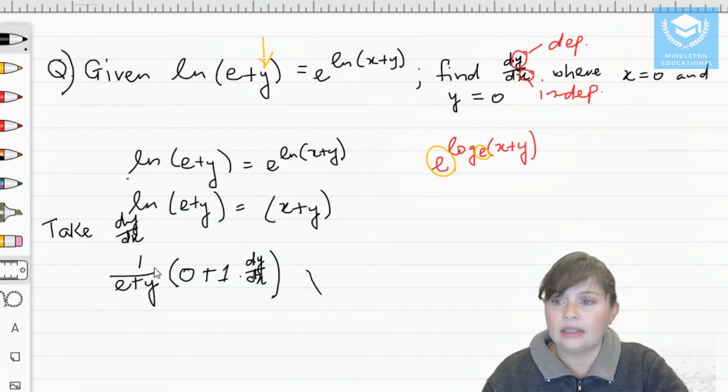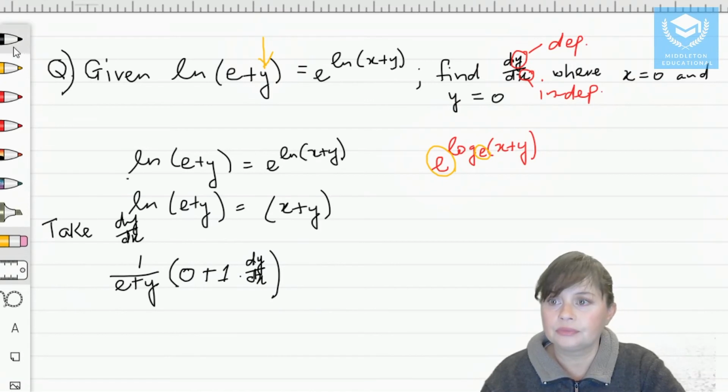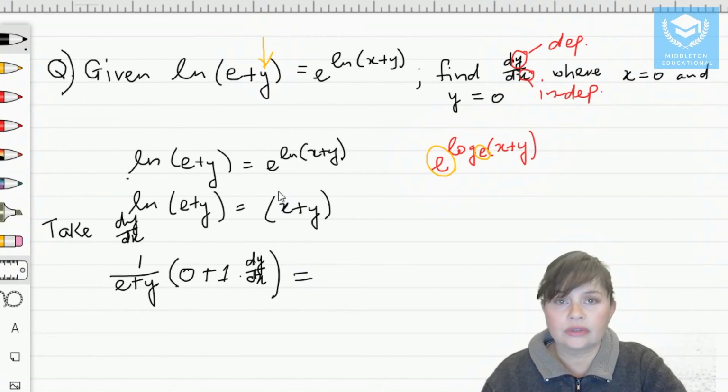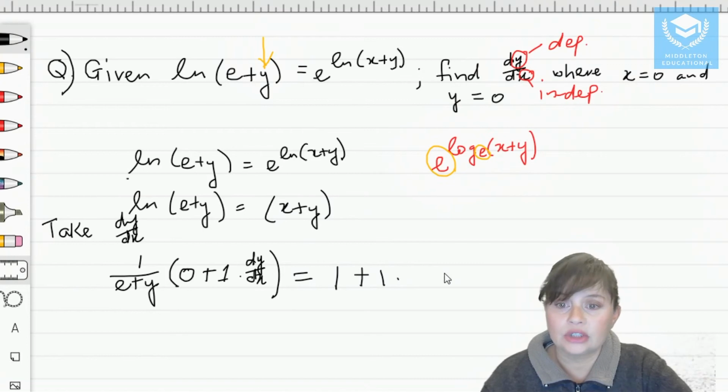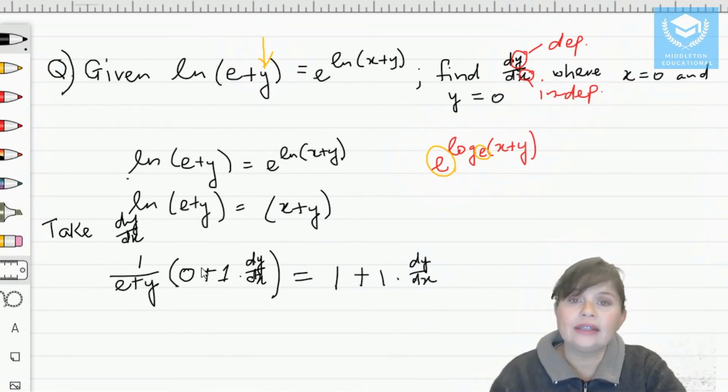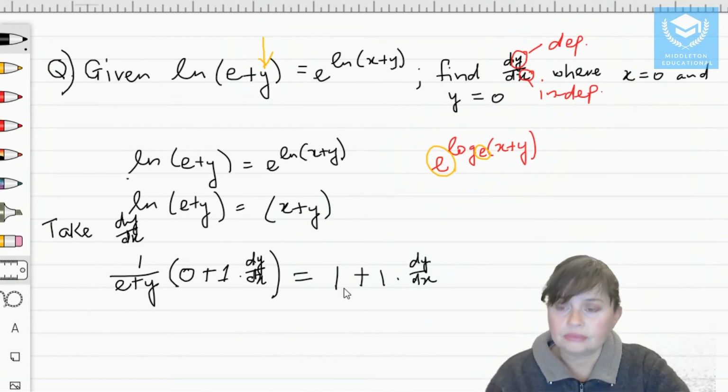Okay, then that is going to be equal to the derivative of x + y. The derivative of x is 1. The derivative of y, again, is 1. y itself is dependent on x, so it's going to be dy/dx, right? So that is the derivative over there.